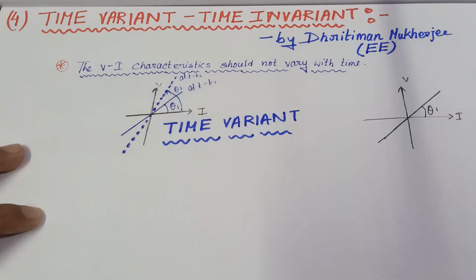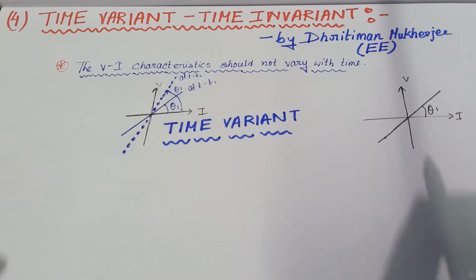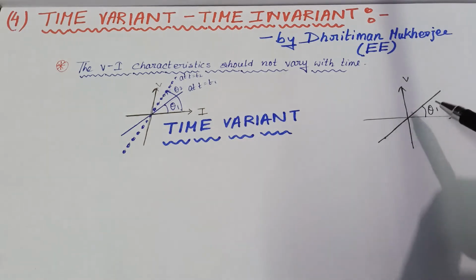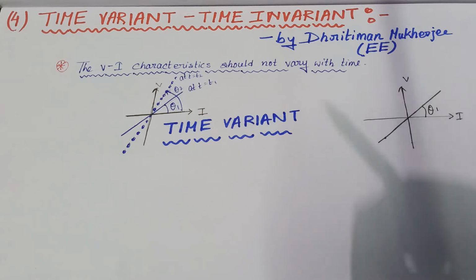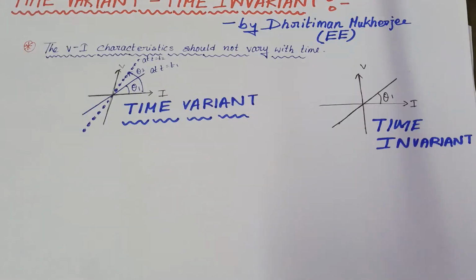Okay, and now the VI characteristics of another element is static. It doesn't change with time. For all time t, it is like this same. Okay, so it is static. So it is time invariant.